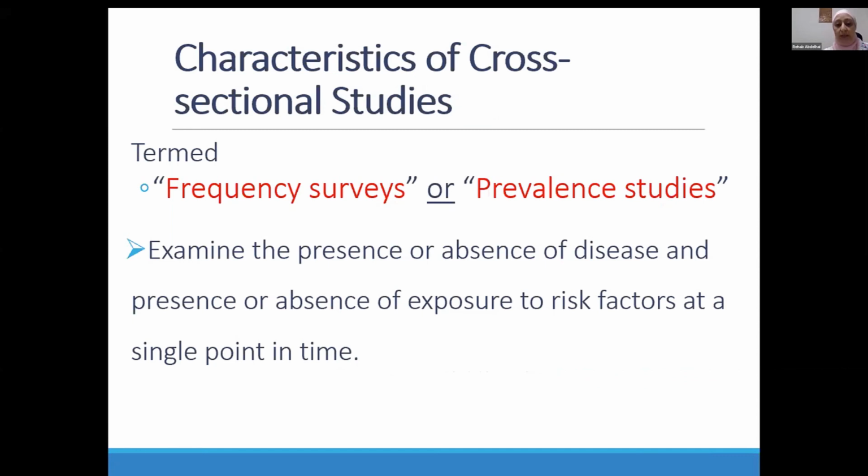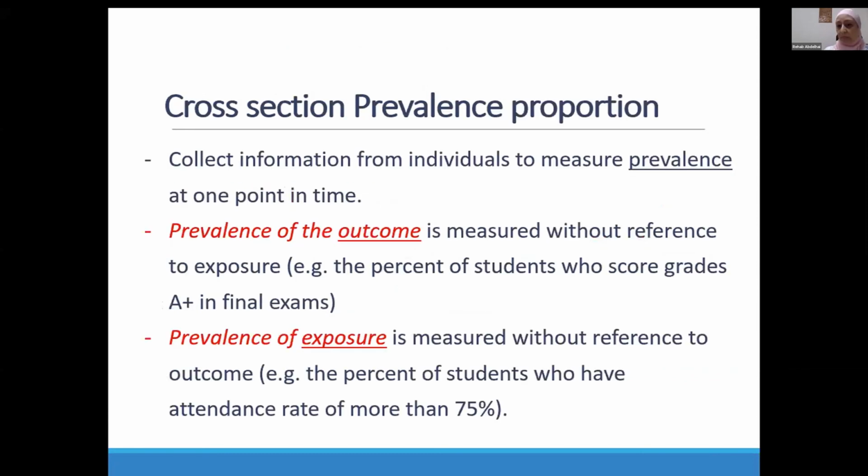So, for example, if we examine the presence or absence of the disease and the presence or absence of exposure to a risk factor at a single point of time, this is a cross-sectional study. So what's a prevalence? Does anyone know what a prevalence is? Dua? The prevalence is how much is the spread of any disease or anything. Excellent. So it's about how many people have the disease at any point in time. Very good. Excellent.